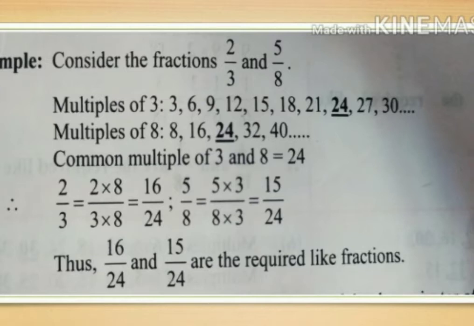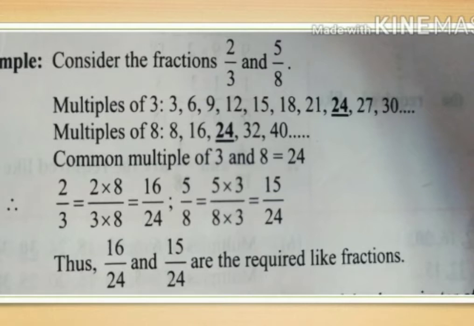Here, multiples of 3 are 3, 6, 9, 12, 15, 18, 21, 24, 27 and so on. Multiples of 8 are 8, 16, 24, 32 and so on. Now, choose the least common multiple to make the denominators equal. Choose the smallest common multiple. Now you can see 24 is the smallest common multiple of both the denominators. So take 24 to make the denominators equal.